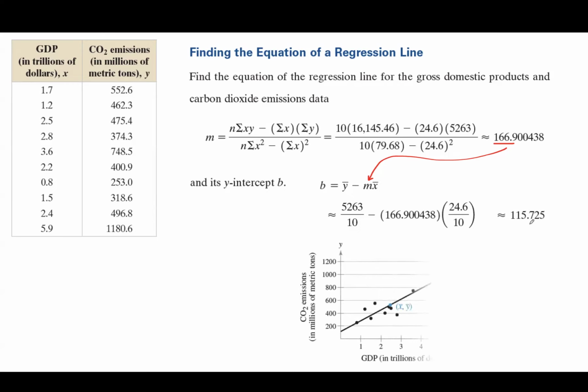Remember the visualization of the scatter plot. If we just basically graph this line, y hat equals 166.9 times x. Don't forget x, guys. This is a line. Plus 115.725. This is the regression line. Hopefully, this is the line of best fit. And as you can see, it passes through x bar and y bar. Remember, we had a good correlation coefficient, and we could find the equation of the regression line.